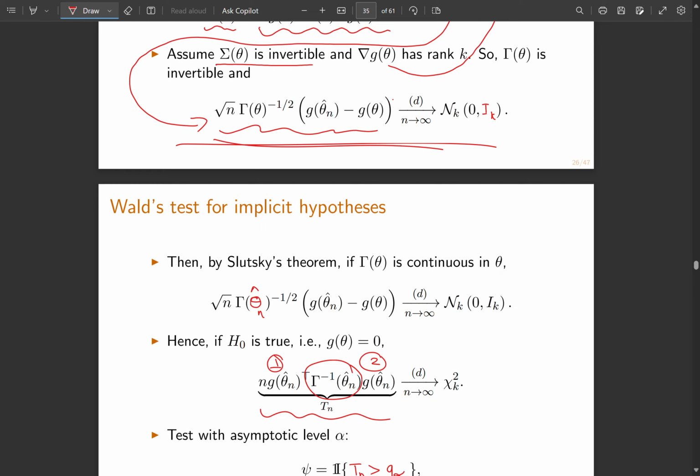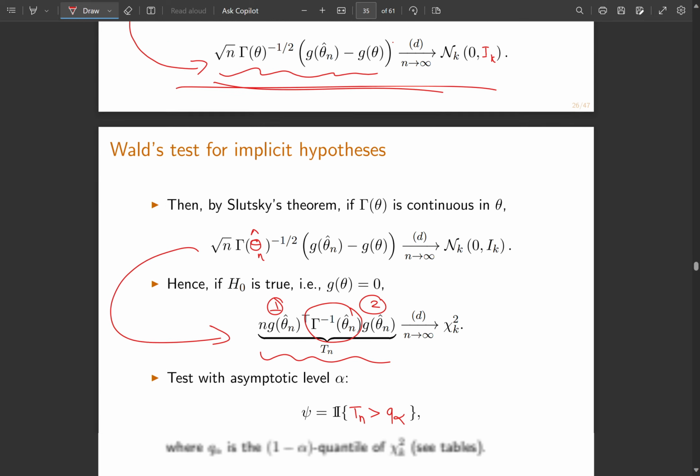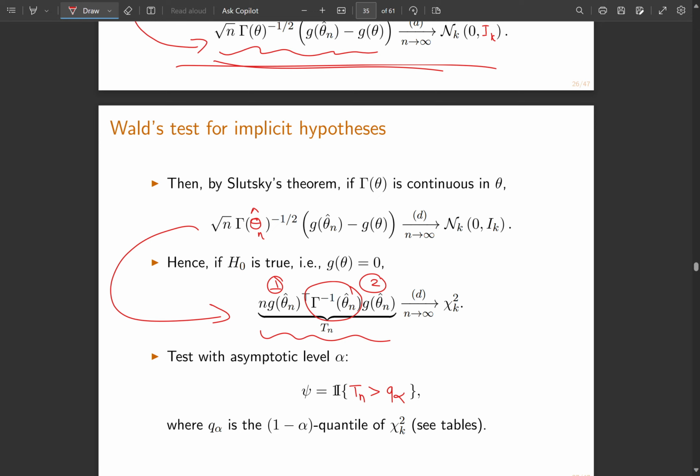Then we can say that under null hypothesis, the square norm of this expression becomes a chi-square distribution. This is a square norm, all right? And we can say that we reject based on this test statistics Tn if it is greater than Q alpha.